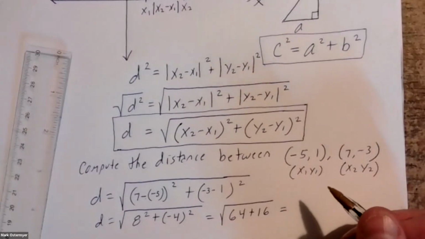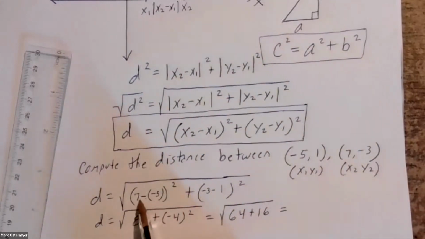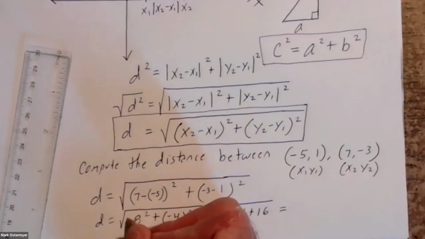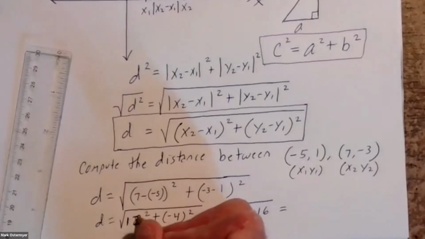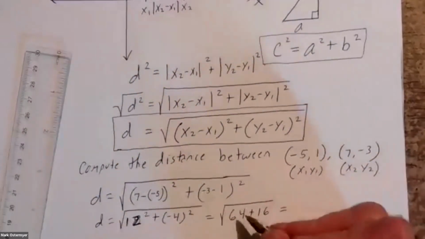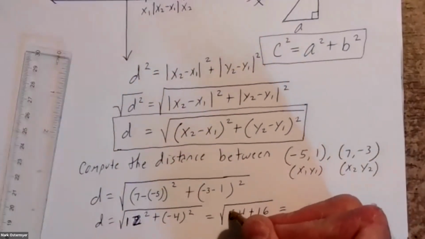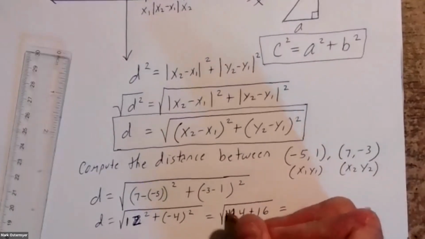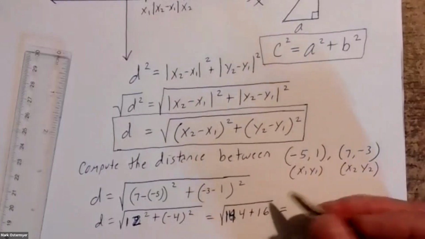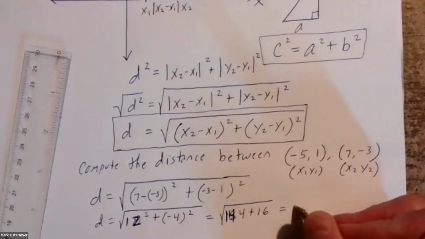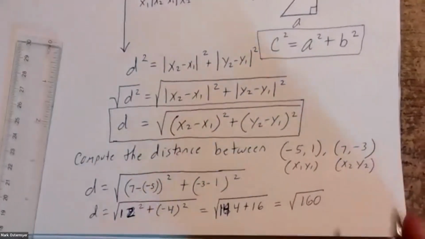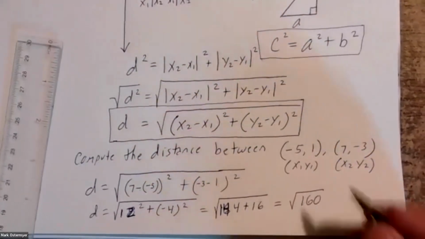Wait a minute here. This is not right. 7 subtracted -5 is 7 plus 5, which is 12. This should be 12 squared. My apologies here, 12 squared. And so this will be 144. So 144 plus 16 is going to give us 160. So that would be the distance between these 2 points, the square root of 160.